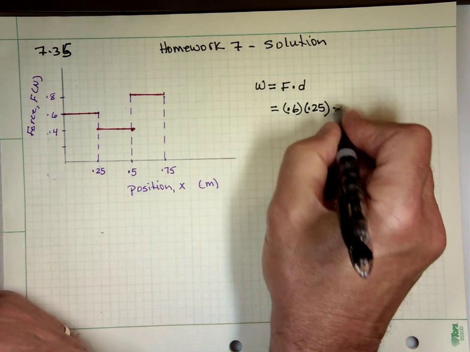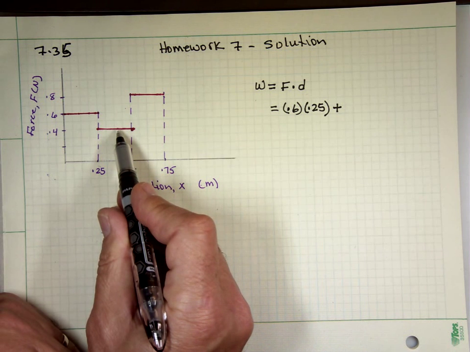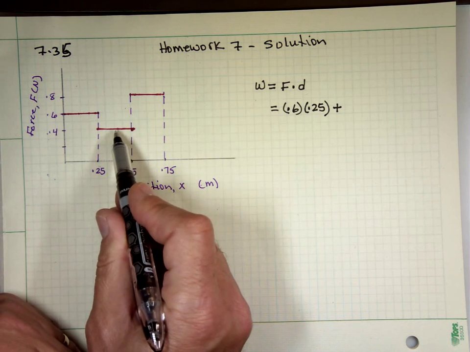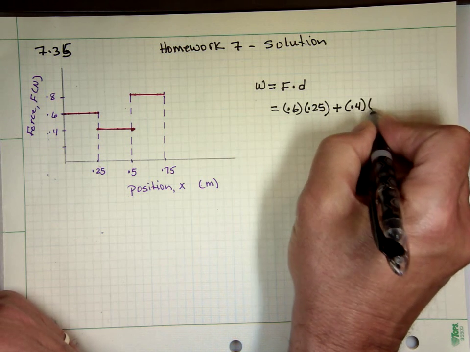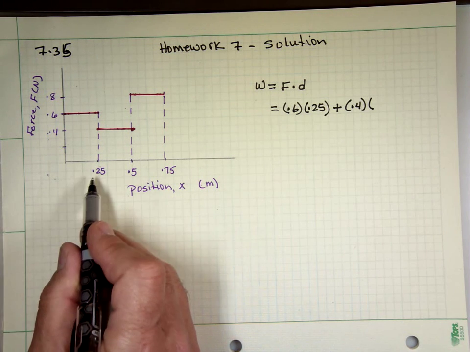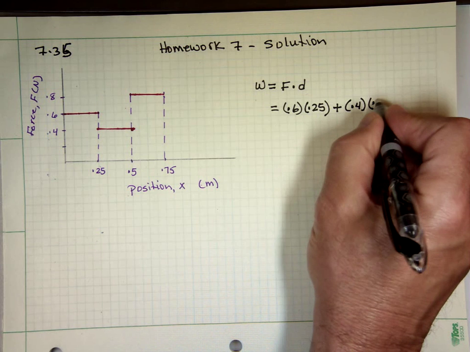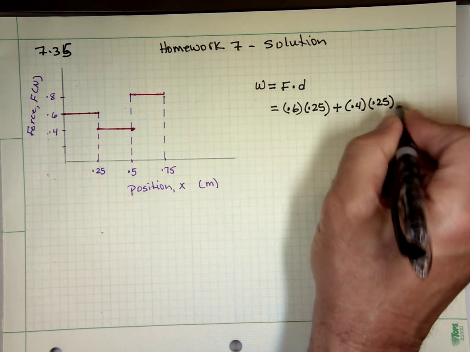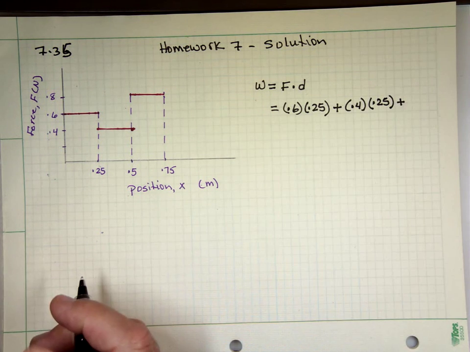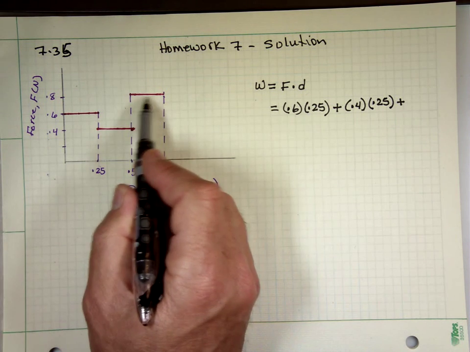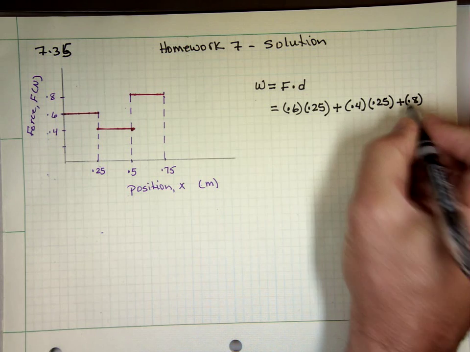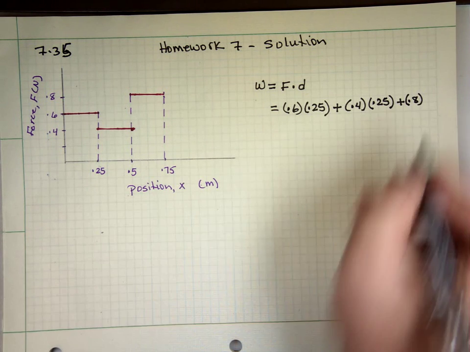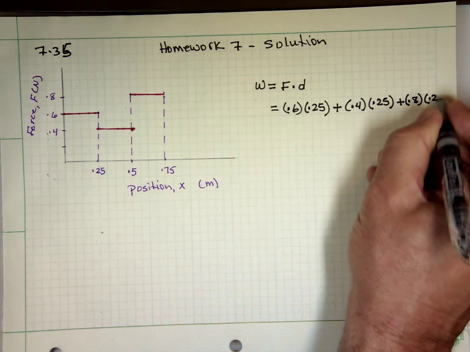Then you need to add to it the work done by this force. This force is what? 0.4. And the distance traveled is 0.5 minus 0.25, which is what? It's also 0.25. And the work done by the last force, which has a value of 0.8, times the distance to go from 0.5 to 0.75, again, that's 0.25.